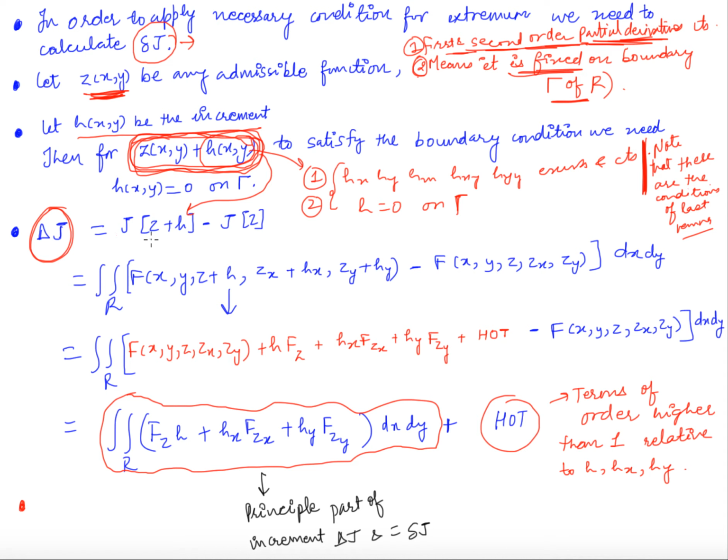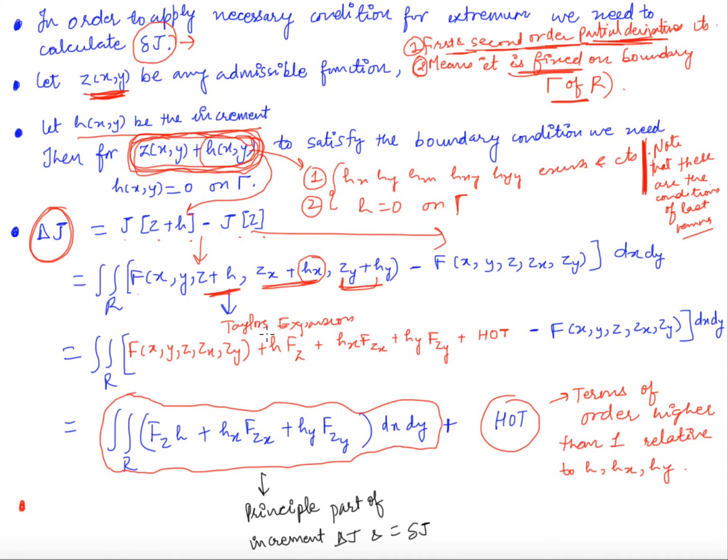Now let us look at the increment. Increment in j will be j computed at z plus h minus j computed at z. So that will be f(x, y, z plus h), and z_x becomes z_x plus h_x, where h_x is the partial derivative of h with respect to x. Then z_y plus h_y, and this is from the second term. Now you can just use the Taylor's expansion.